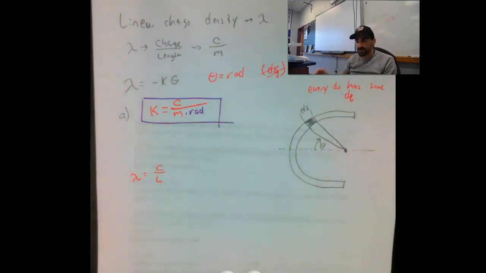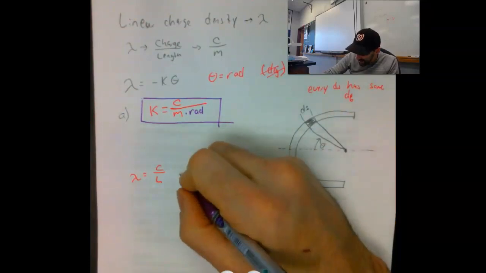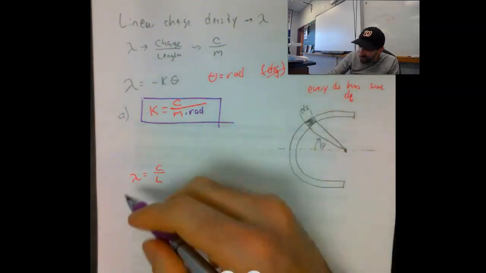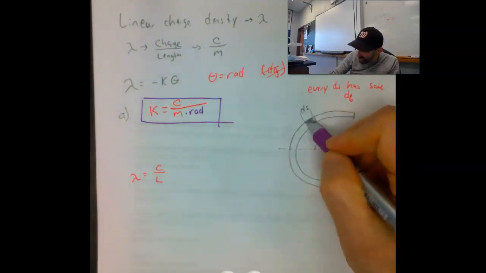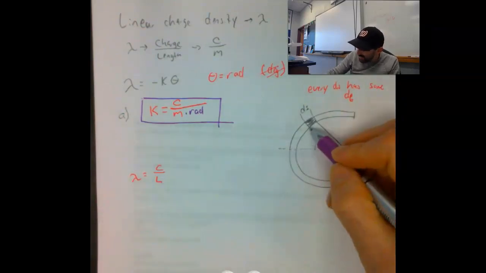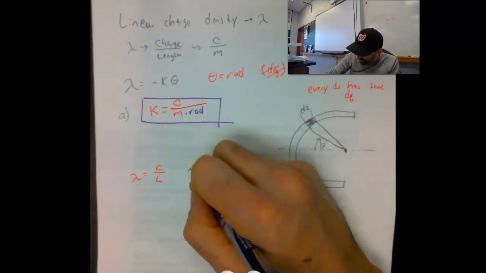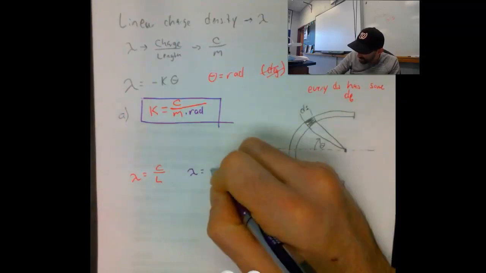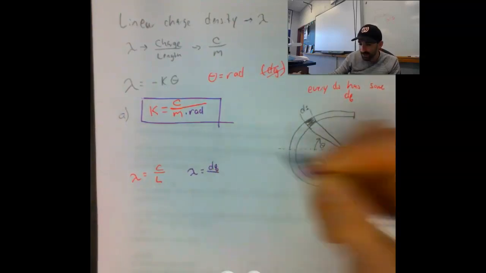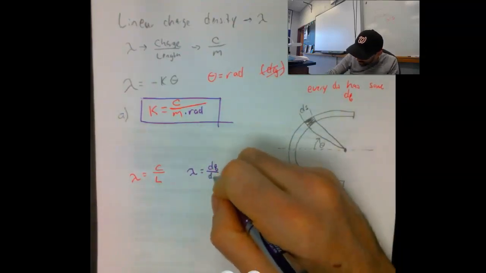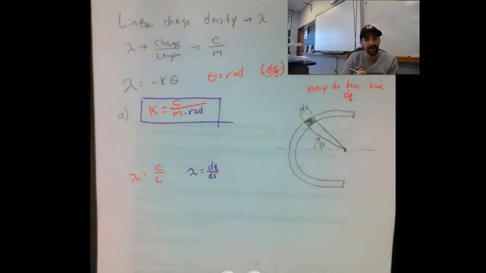Instead of saying this dq, I'm going to say that if this entire thing, lambda, has a charge per unit length, that means I can set a proportion, right? Proportionally, I can say that lambda is also a small dq divided by a small ds. There we go. I like that better.